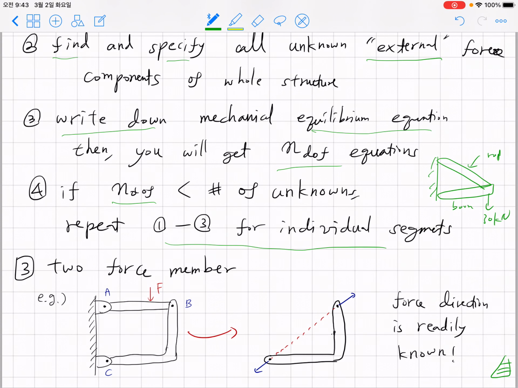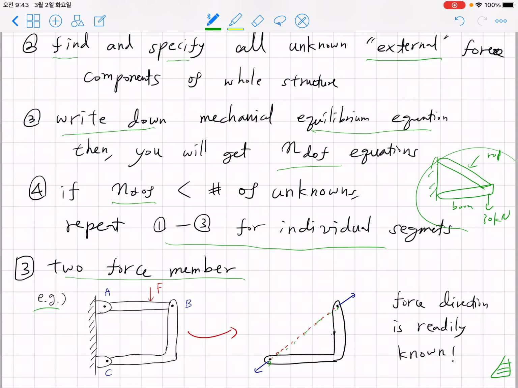Then we discussed a smarter way of solving this problem. The secret is to identify two-force members in the structure. So for example, for this example problem, if you identify that BC is a two-force member, you can imagine a line connecting these two force locations, and the force should act parallel to this red dotted line. That's the implication of a two-force member.